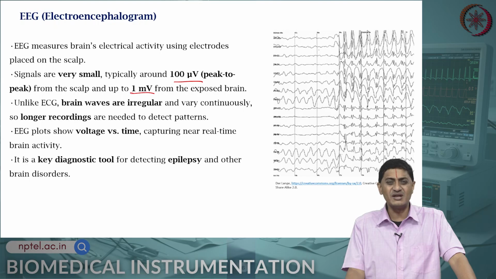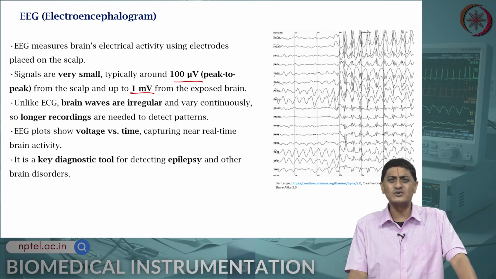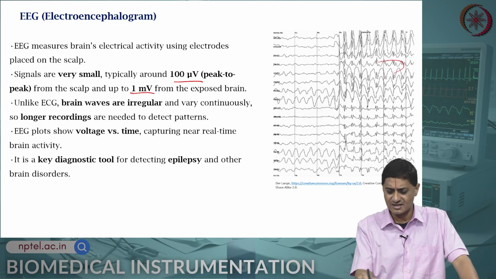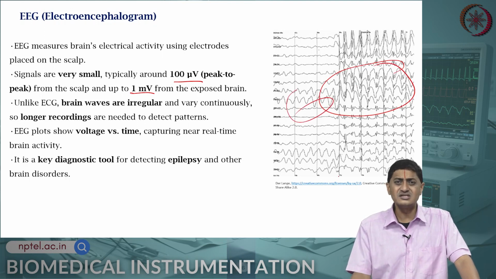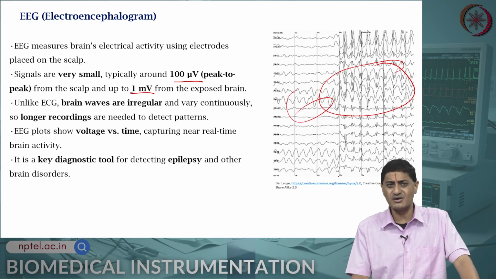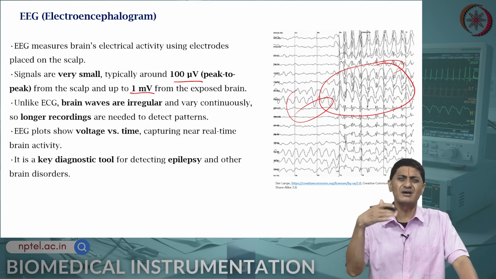Unlike ECG, brain waves are irregular, there is no standard PQRST pattern, and they vary continuously. So, to come to a conclusion, you need longer recordings to detect patterns. You might not be able to see any patterns. If you look at these signals, are you able to see any patterns? This is just noise, it looks like just noise. EEG plots essentially show time on the x axis and voltage on the y axis, capturing near real time brain activity, meaning the ensemble activity of it.